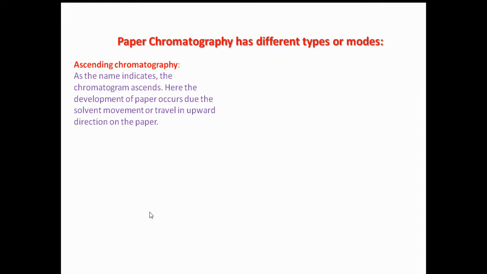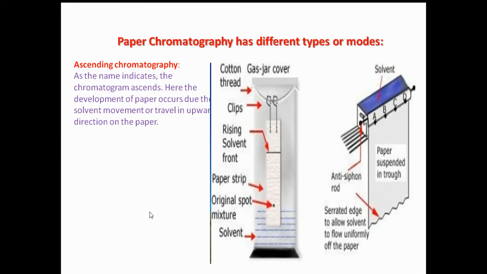And what are the different modes of development in paper chromatography? As I said, we have different types of modes. One is ascending chromatography, which you can see in this diagram. Just now I have explained that we take a paper and load the spot. This is the original spot, and this is the chamber filled with solvent. You can see the level of the solvent is here and the original spot is here. That means the spot should always be above the level of the solvent.